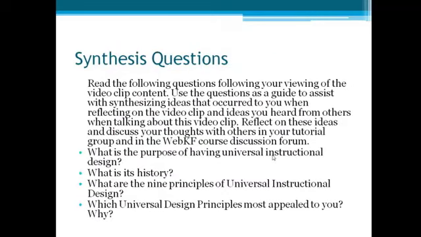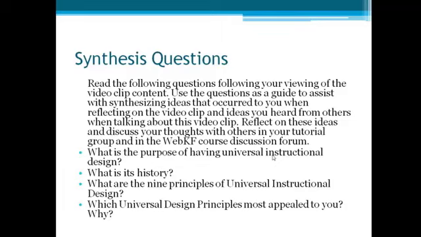Synthesis questions. As we close off this module, I hope that you will see that our Introduction to Instructional Design Principles unit is based on equity and social justice. I would like you to explore in this tutorial group what you think those terms mean and why they're important in instructional design of educational technologies.